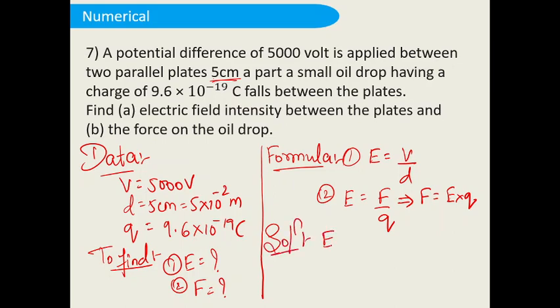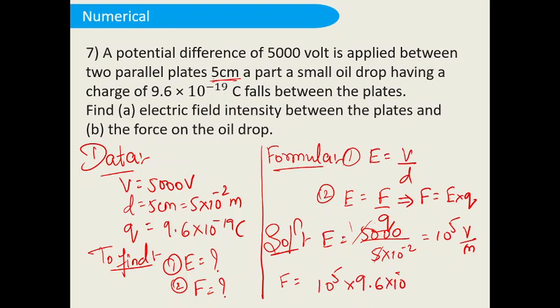Let us do the solution. E is equal to V divided by D. So this is 5000 divided by D, which is 5 into 10 raised to the power minus 2. 5 will get cancelled and this is going to be 10 raised to power 5. This will be in volts per meter. This is the unit. The second is F is equal to E into Q. E is 10 raised to power 5, Q is 9.6 into 10 raised to power minus 19. So this value will become 9.6 into 10 raised to power minus 14 Newton. So this much is the force.